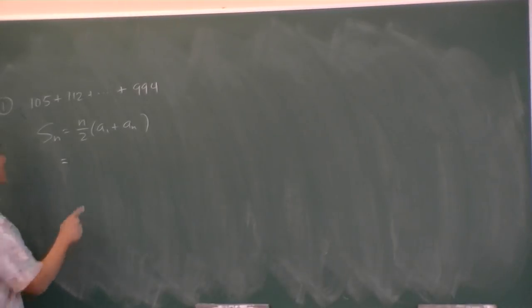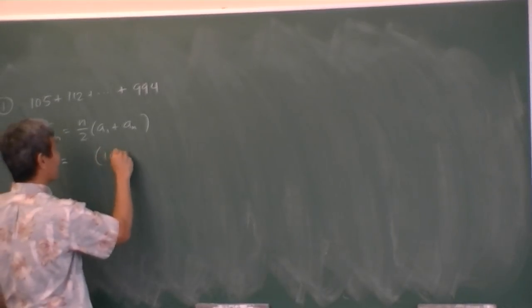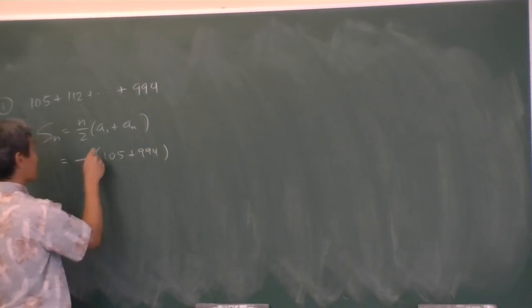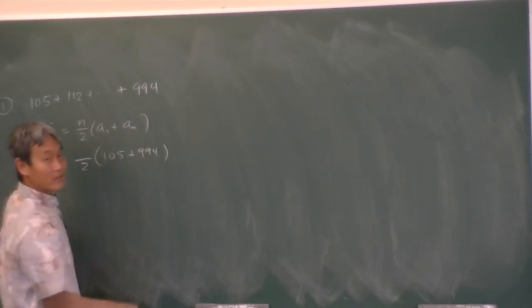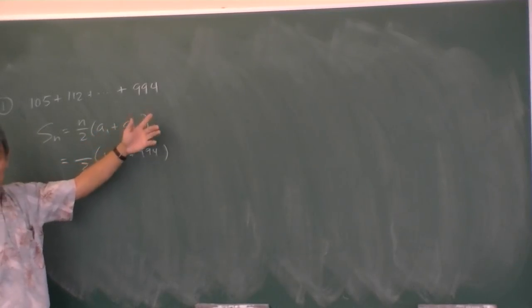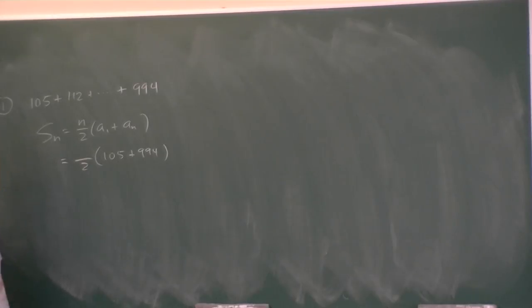The only problem is, we know the first term is 105 and the last term is 994, but we don't know how many terms there are. Like, what term is that? Is that the 50th term? 60th term? What is that? How do we figure that out? We did this last chapter.